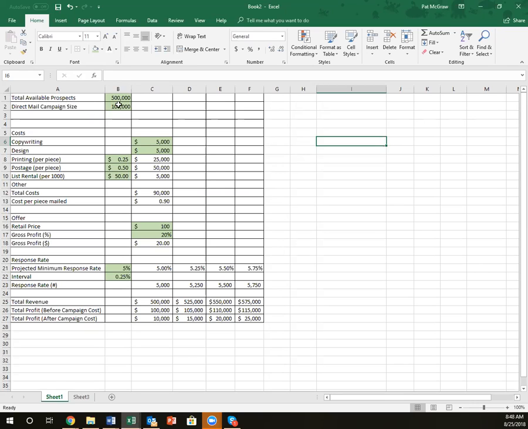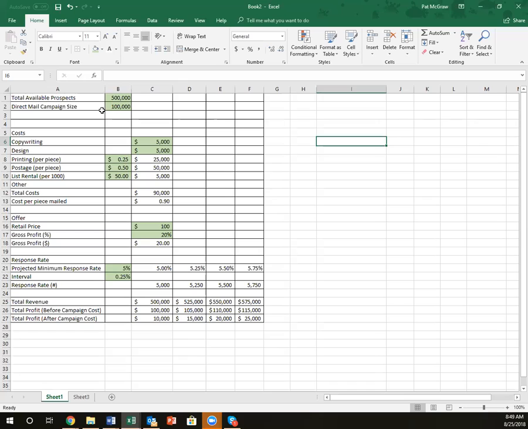I'll walk you through this. These cells that are in green are the cells where you would put in your data. What this example walks you through is a business called Company ABC Corp. They had 500,000 total prospects. It's a business that wants to target other businesses. They decided that on this direct mail campaign, they wanted to mail 100,000.